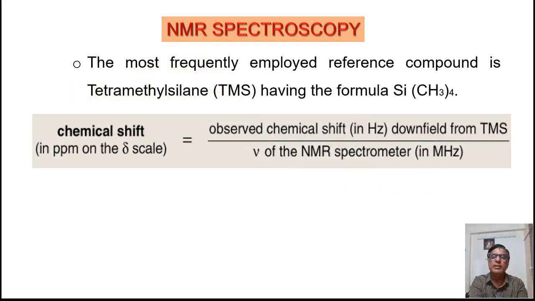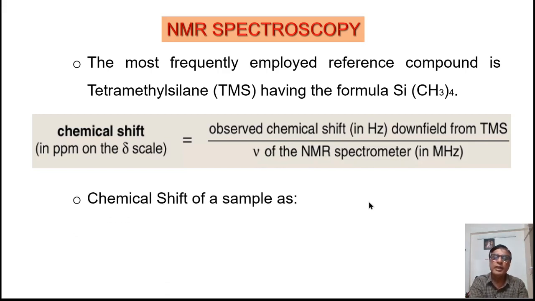So this is the equation to calculate the chemical shift, or the clear definition of chemical shift, as it is measured in the unit ppm and denoted by delta. Delta, the chemical shift, is the observed chemical shift in hertz downfield from TMS divided by the frequency of the NMR spectrometer in megahertz. So I would like to express both equations of chemical shift.